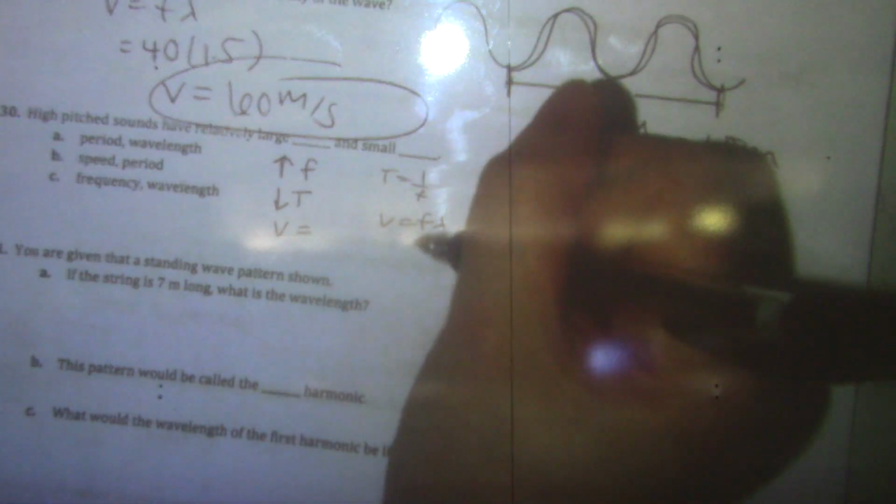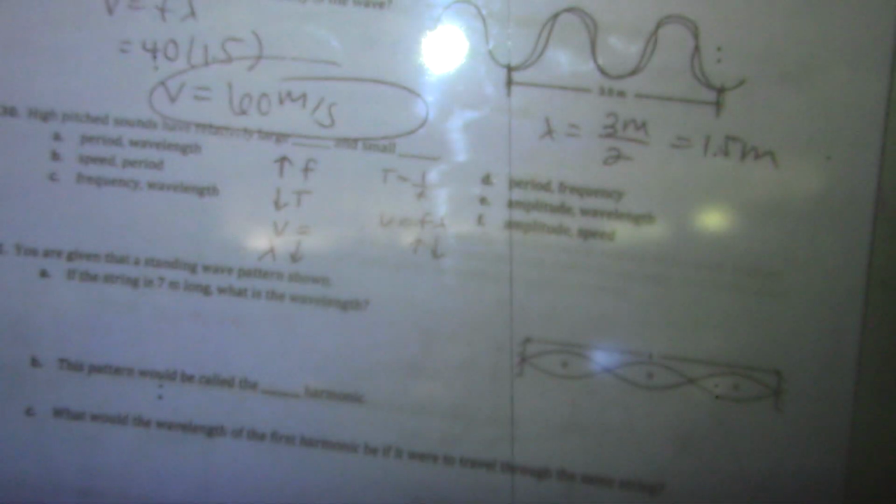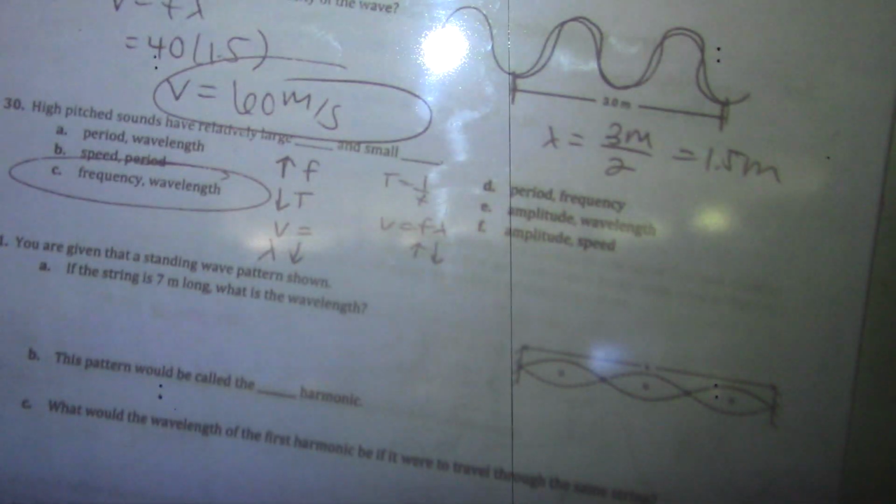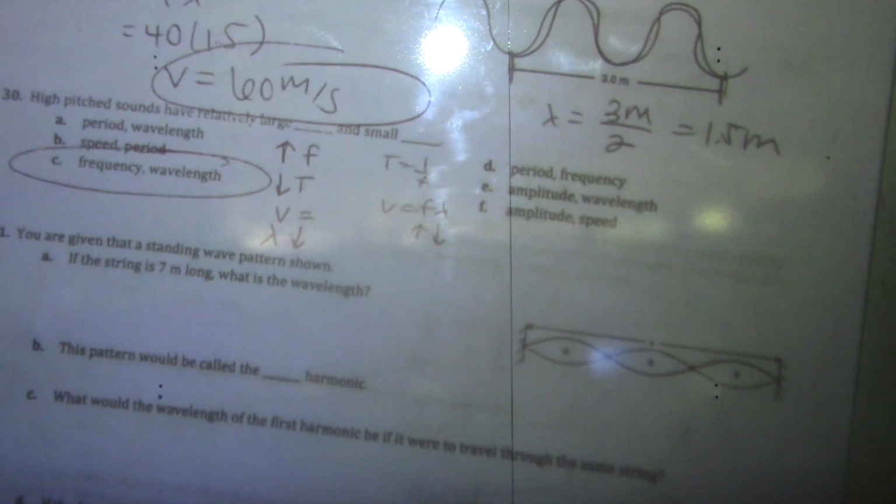High pitched: pitch has to do with frequency, which means you have a big frequency. Period does the opposite, so period is 1 over frequency, so high frequency means small period. And V equals F wavelength. V is staying the same, so if I have a high frequency, the wavelength would decrease, so short wavelength. So I want big frequency and small period or wavelength, so C. The amplitude is unaffected, right? High pitch tells me nothing about loud or quiet. That's a separate category.